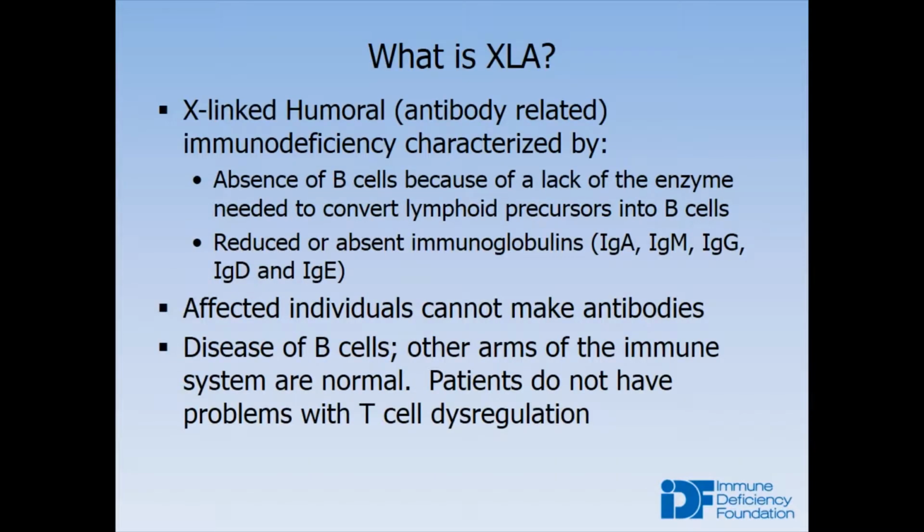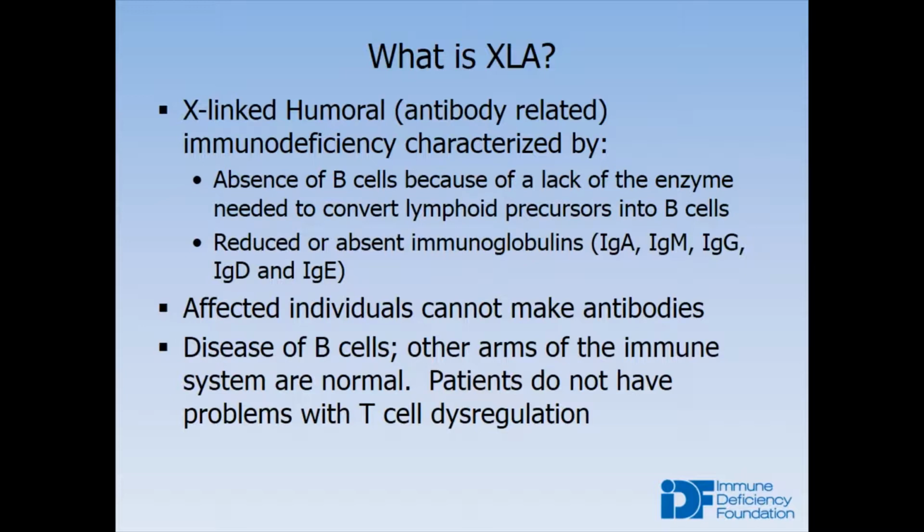So what is XLA? It's X-linked, which means that it's on the X chromosome and it's passed on to little boys by their moms, and we'll have some slides down the road to explain that more carefully. It's the absence of B cells, and B cells are what you need to make immunoglobulins and antibodies. Because there's an enzyme that's missing, you can't make those B cells. So people present with literally no immunoglobulin levels that can be measured. No IgG, no M, no A, usually not IgE or IgD either.